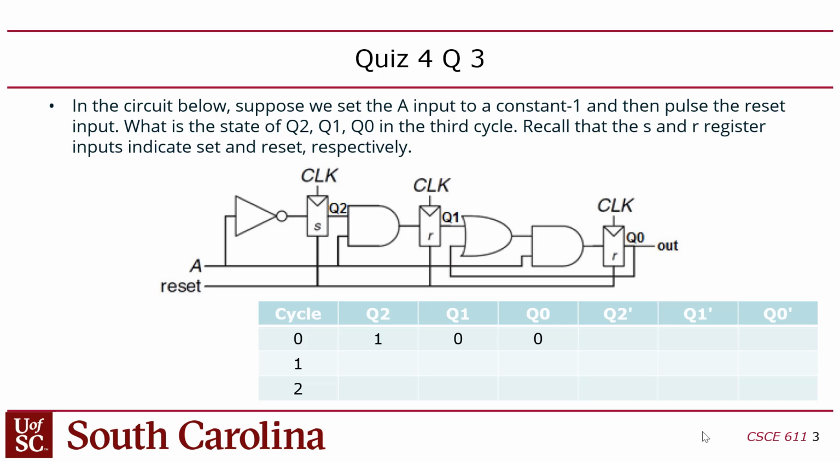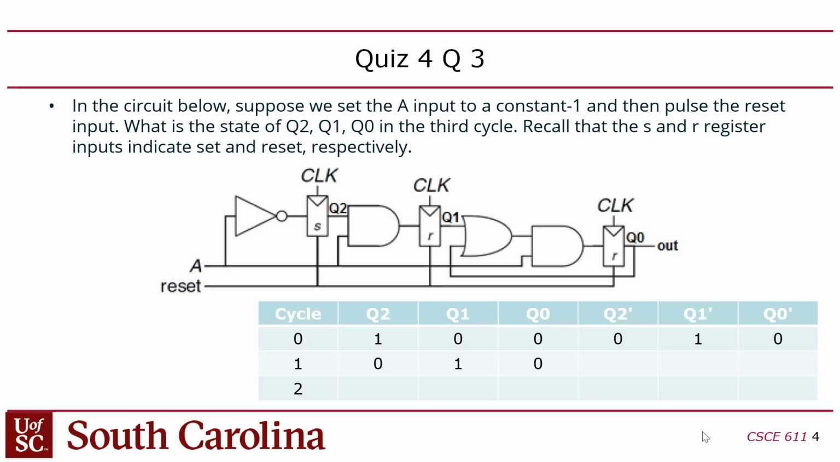And then for the next state logic, Q2 is just not A. So Q2 will be 0 because we assume that A is a constant 1, as in the description there. The next Q1 is Q2 and A. Q2 is 1, so that's 1 and 1, which gives you a 1. And Q0 is the function that we derived in the last slides, Q1 or Q0 and A. So that would be 0 or 0 and A, which is a 0, right?